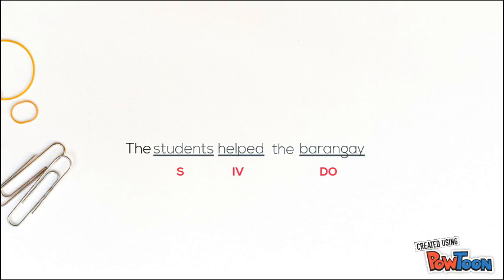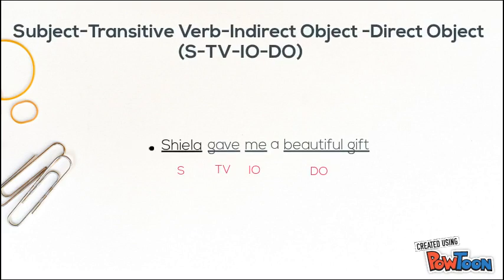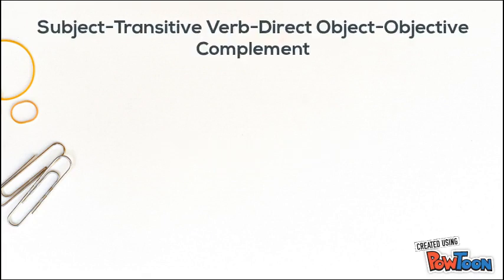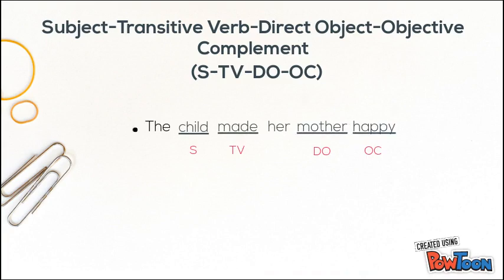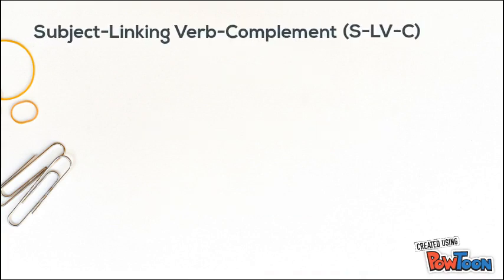Next is the STVIODO pattern. In the following sentence, me functions as an indirect object because it receives the direct object beautiful gift. Next is the STVDOOC. In the example, happy serves as the objective complement as it describes the direct object mother. The same with the second example. Last is the SLVC pattern.